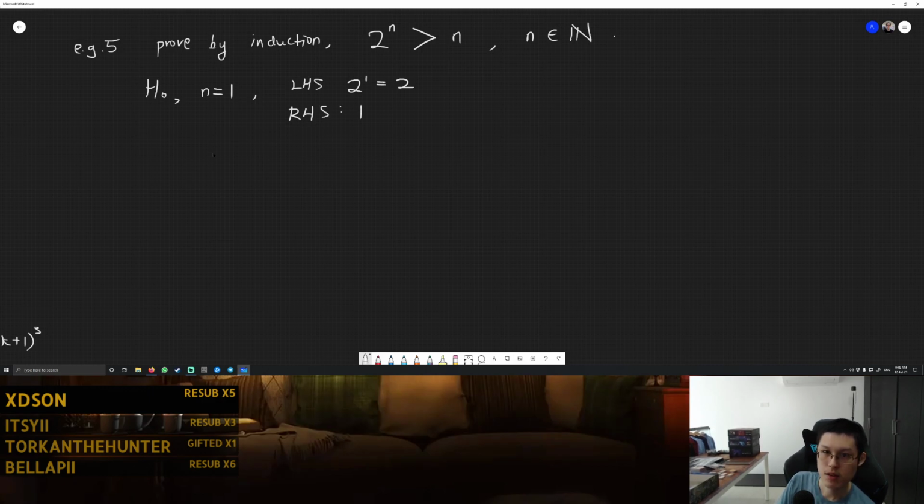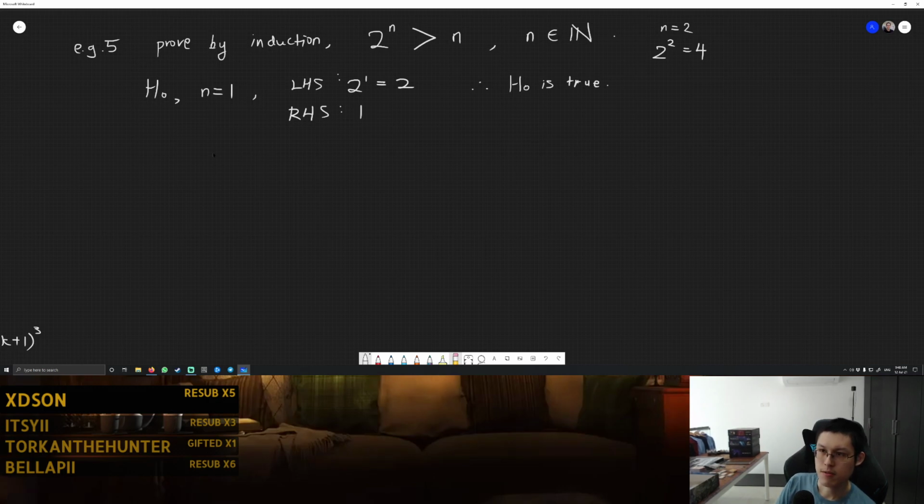Okay? So is 2 greater than 1? Yes, 2 is greater than 1. So therefore, the base case is true. Oh, okay. And let me just show you something real quick. What if we do 2 to the power of 2? 2 to the power of 2 is going to be 4, right? And 4 is going to be greater than 2. So the h1 is also true in this case when n is equals to 2.